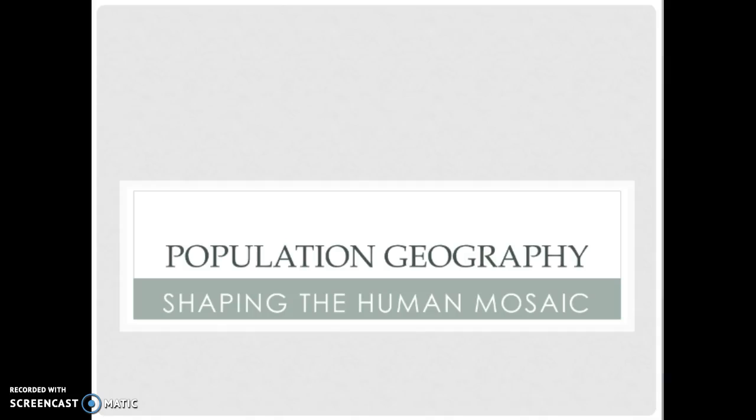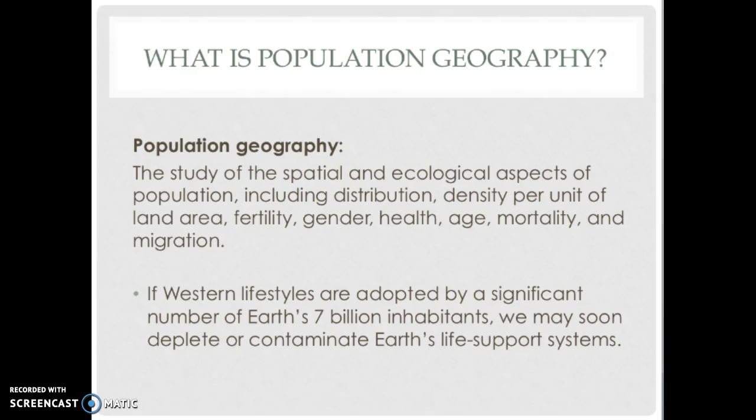Okay, we continue this week with population geography, shaping the human mosaic. Population geography represents the study of spatial and ecological aspects of population. Things such as distribution, density per unit of land area, fertility, gender, health, age, mortality, and migration. All very important themes that we see playing out on the world stage right now in very severe manners, especially in terms of mortality and migration.